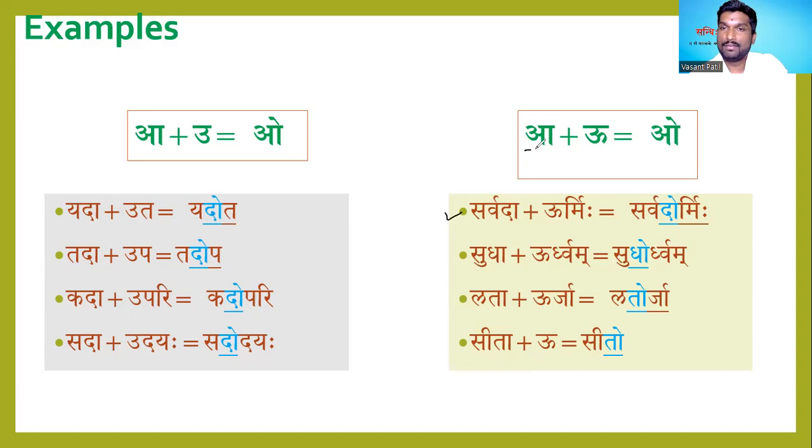Sarvada, ā plus u will become o only. Sarvada plus urmih, sarvadormih. Sudha plus urdhvam, sudhordhvam. Lata plus urja, latorja. Sita plus u, sito. Like that. Next.